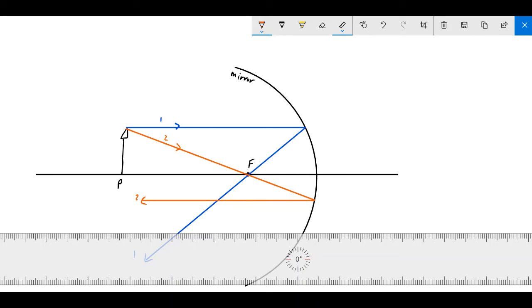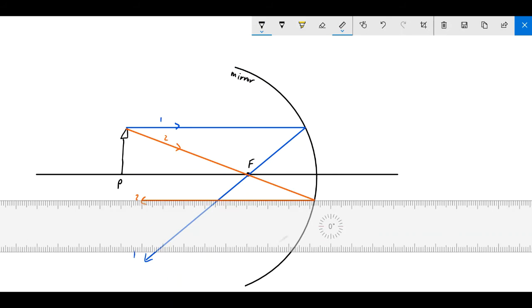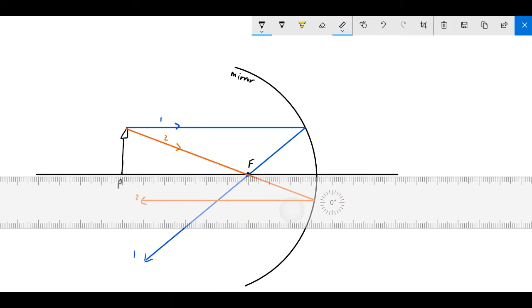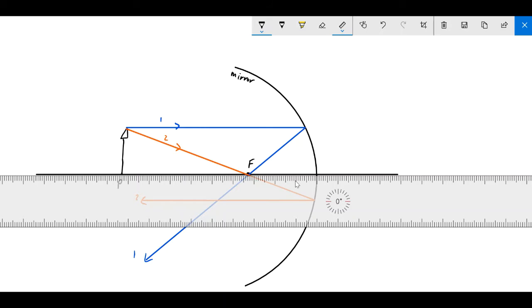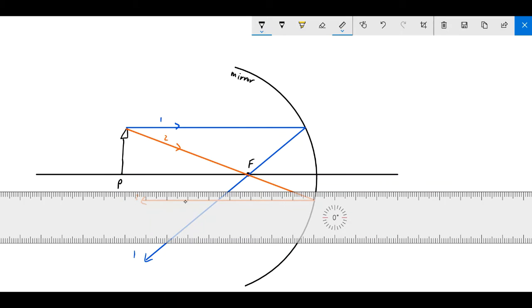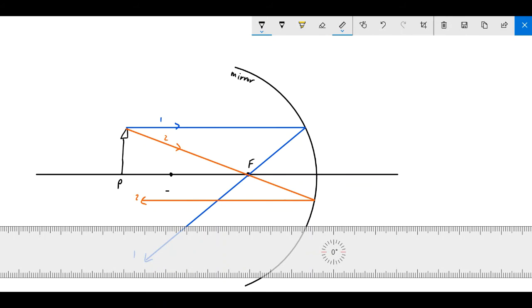Now, the other thing that we can do, just to confirm this, is draw in where the center of curvature is. Now remember, the focal length was 33 centimeters. So we'll slide this over. We've got 10, 20, 30, 40, 50, 60, it's about 66. So that would be roughly where the center of curvature is. Let's move this out of the way.